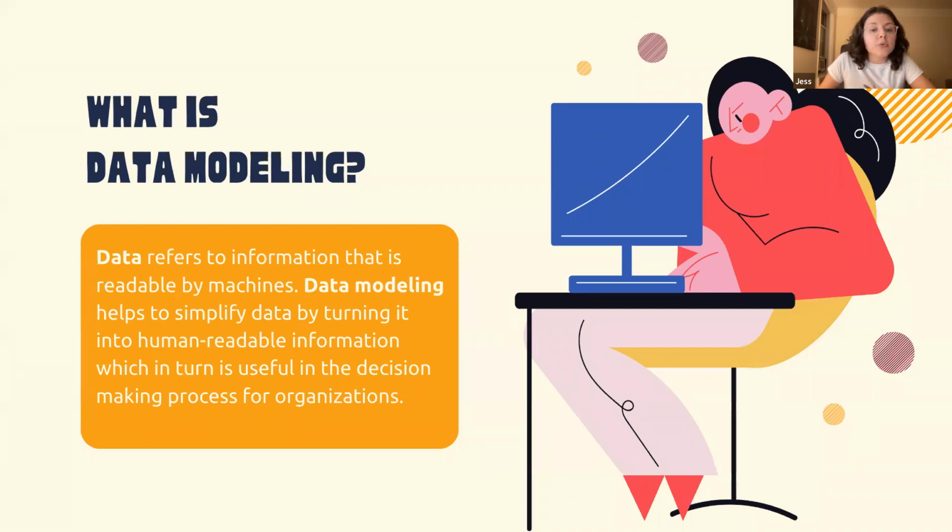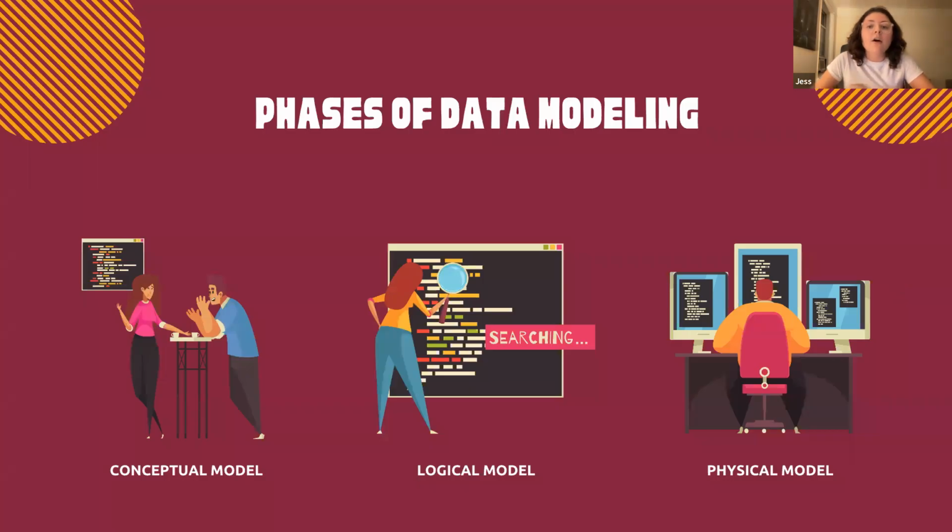So let's get into how we can simplify that data into different data models and what that looks like. On this slide is a high-level overview of what each of these phases look like. So let's start with the conceptual model. The conceptual model is essentially your blueprint or your big picture that represents the structure of the data, but it doesn't really have many details. This is kind of just mapping out what your data is going to look like.